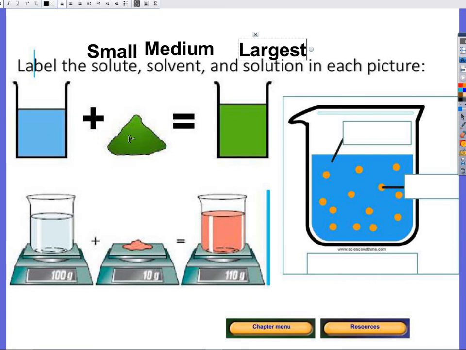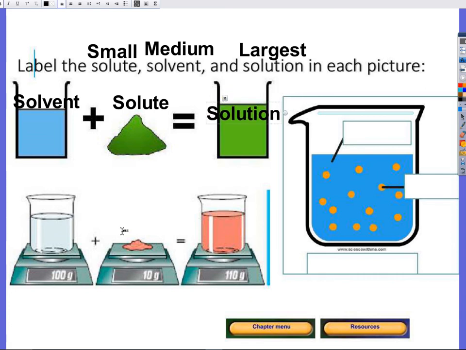So in the first picture here, that little green pile would be the solute because it has the smallest amount. And the next biggest would be the blue liquid, which is the solvent. And when you mix those two together, you're going to get the solution, which is a type of mixture.